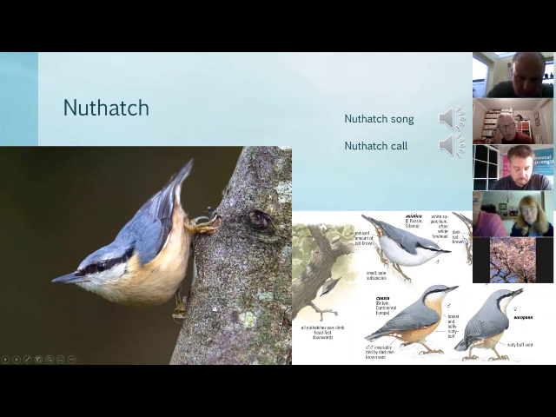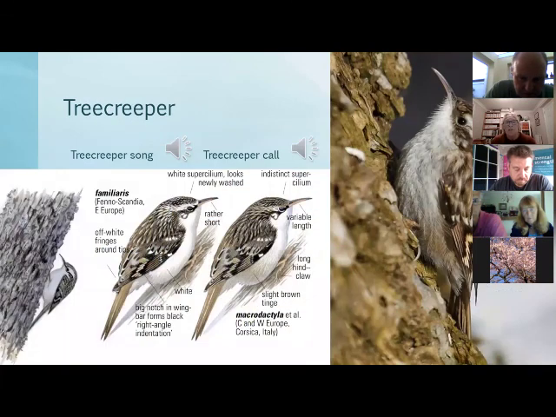Notice this is the bird that climbs up trees, and it also climbs down trees as well. Very adept at climbing down, something which the next species, the treecreeper, doesn't do. Treecreeper will creep up the side of a trunk, get up to a certain height, and then fly down to the base of the next tree that it wants to feed on, and then walk and climb up that looking for spiders, insects, and so on. Sometimes it'll walk all the way up to the top.